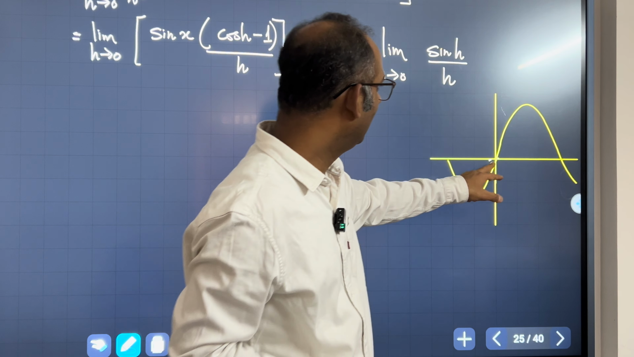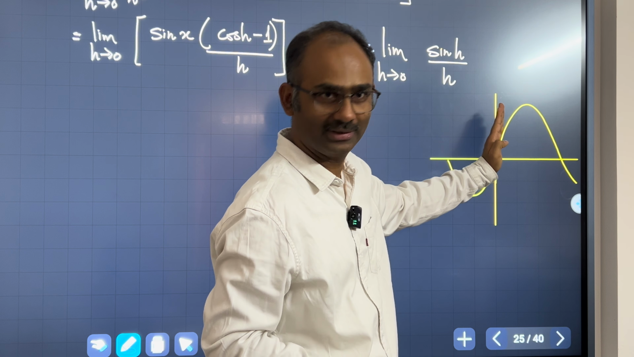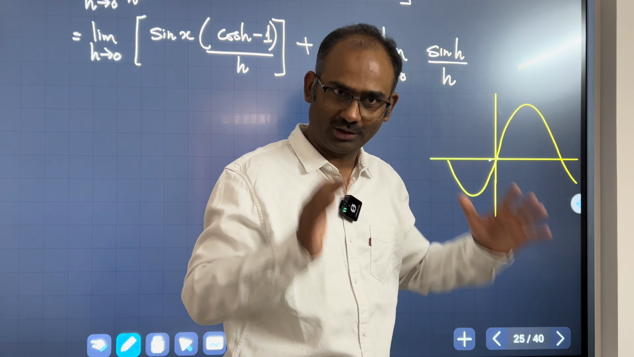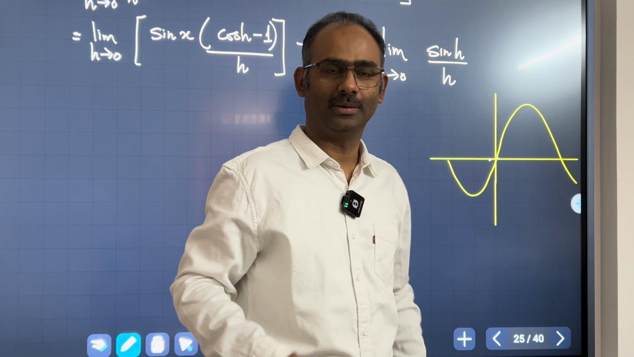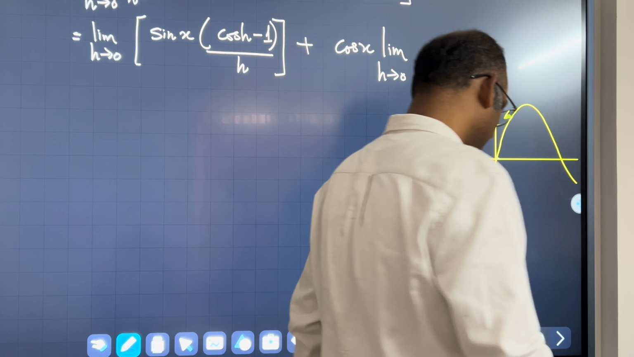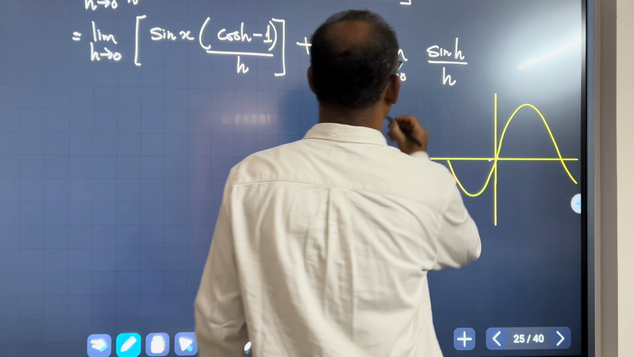The real sine function could have had some other angle, but it does not. So I'm not giving you a proof. This is not a proof. This is just a way to remember, okay? So sine h over h is 1. So that limit is 1.